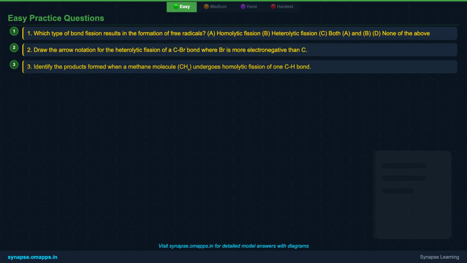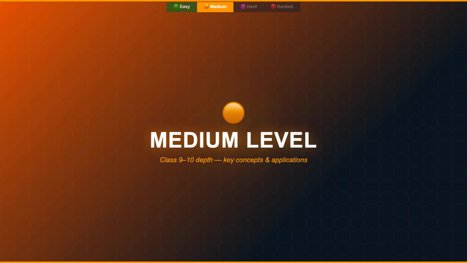Now, let's test your understanding with a few practice questions. Take a moment to think about the definitions and examples we just covered. Q1. Which type of bond fission results in the formation of free radicals? Q2. Draw the arrow notation for the heterolytic fission of a C-Br bond where Br is more electronegative than C. And Q3. Identify the products formed when a methane molecule undergoes homolytic fission of one C-H bond. Good luck! Ready to go a bit deeper?